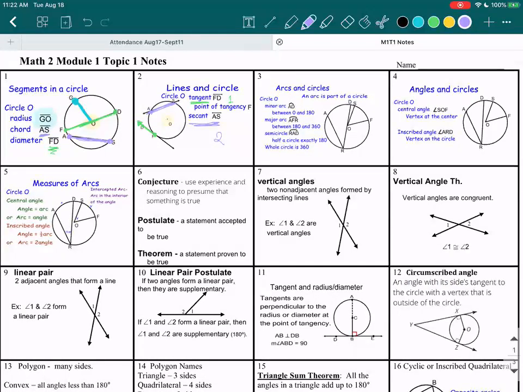So that's the difference between a tangent and a secant. One thing I didn't say is the point of tangency on tangent FD is literally the point where it touches it. Okay, so that's point F. Point F is where it touched the circle that one time. Any questions about box number 2?